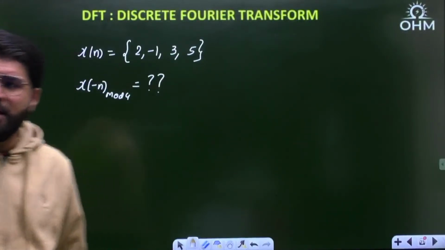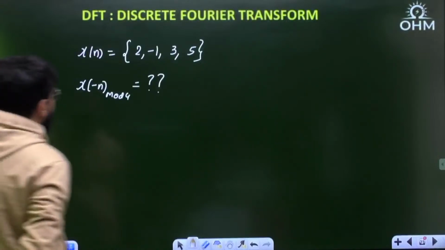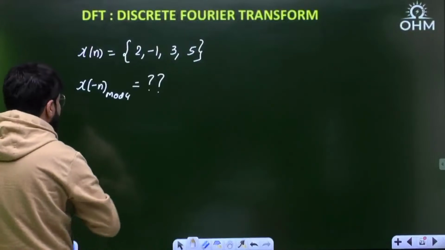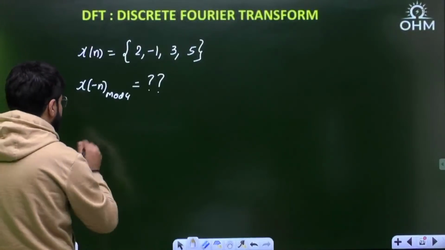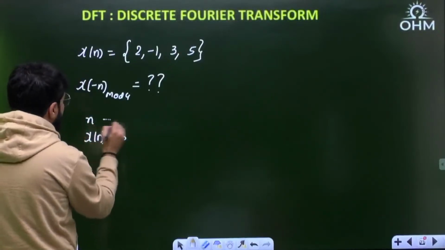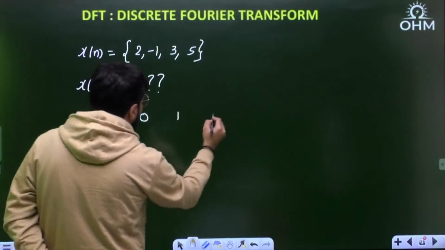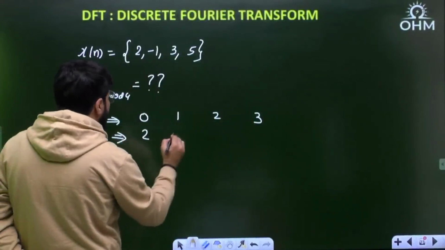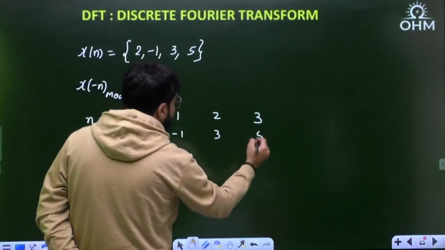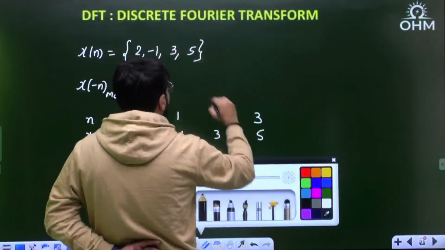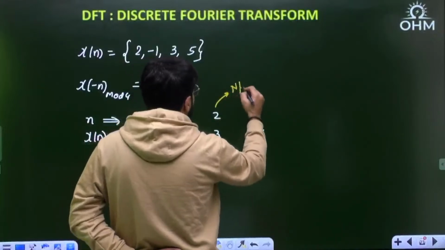So understand here once again. What is the range of n? I will write down the xn values with respect to n. So n is 0, 1, 2, 3. The xn values given to me are 2, minus 1, 3 and 5. And what is N by 2 here? Since I have taken a 4-point signal, this becomes the N by 2.